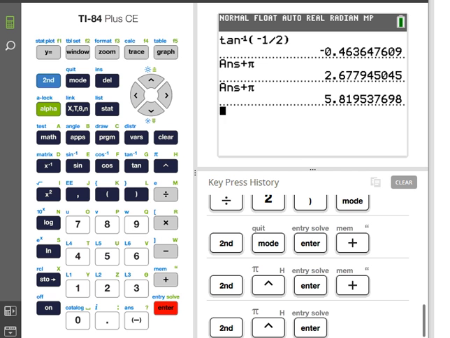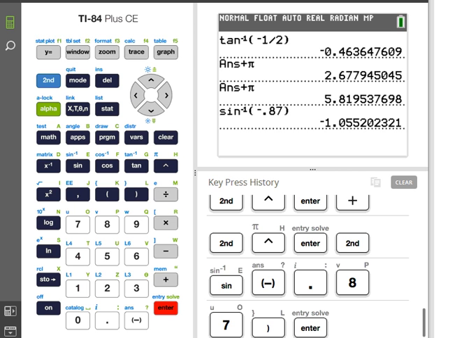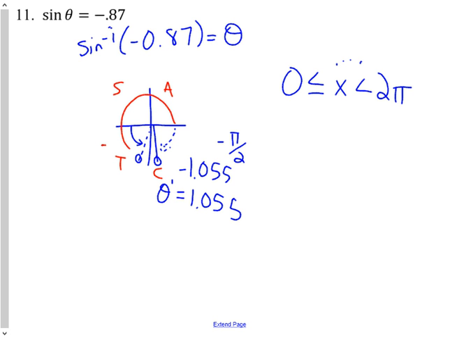So pop up the calculator again, second sine inverse, negative 0.87, get negative 1.055. So there's that. And now let's talk it through here quick. Negative 1.055 does not lie in this answer range, right? But 1.055, the positive version of that, is our reference angle. As a reminder, reference angles are a little tricky, but I have two quadrants, all students take calc, where sine is negative. Quadrant 3 is negative, and quadrant 4 is negative. Quadrant 3 answers are pi plus my reference angle. Quadrant 4 is 2 pi minus my reference angle.